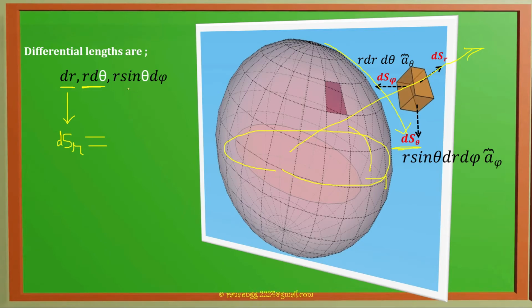So due to that, we have to add one sine theta along with that and additional r. So it will become r sine theta d phi. This will be the third differential length.